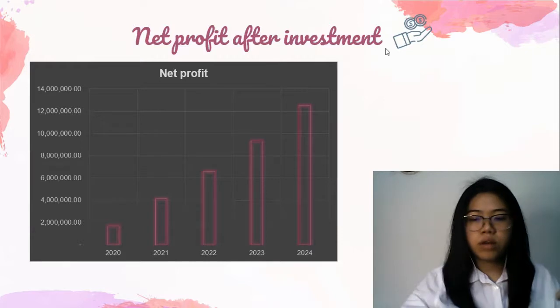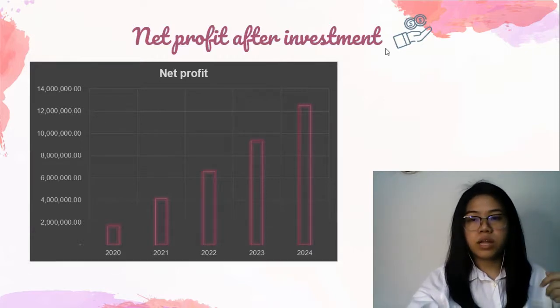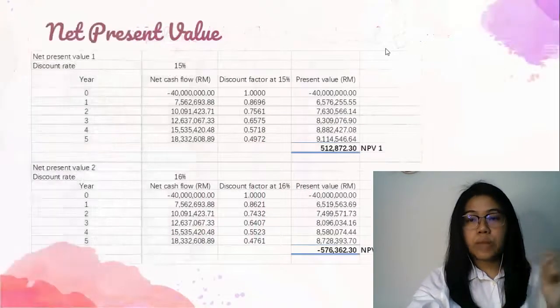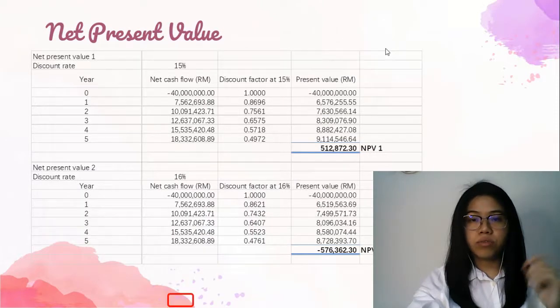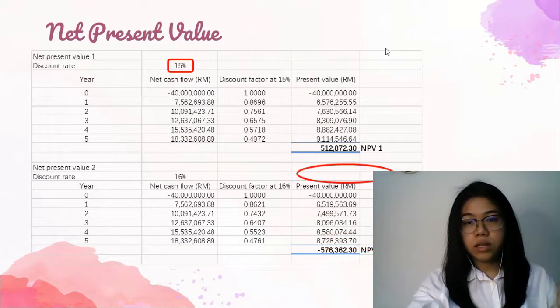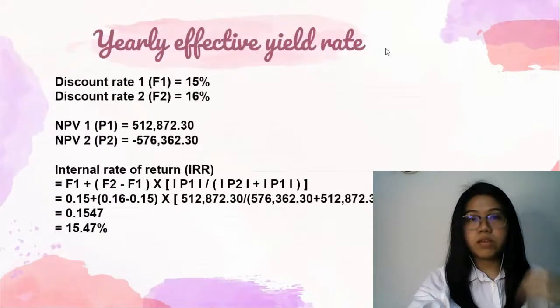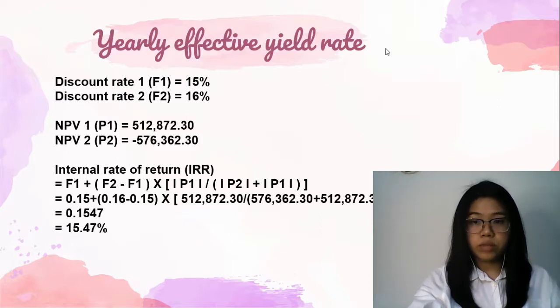After calculating the net cash flow from 2020 to 2024, I calculated two net present values using a discount rate of 15% to get NPV1 and 16% to get NPV2. With the net present value, I can finally compute the yearly effective yield rate. It is expected that this investment will achieve an internal rate of return of 15.47%.